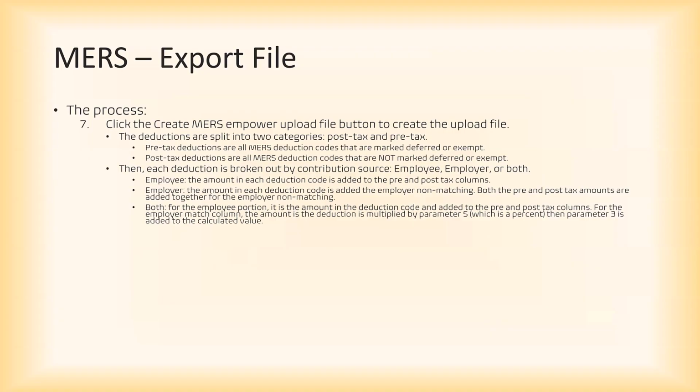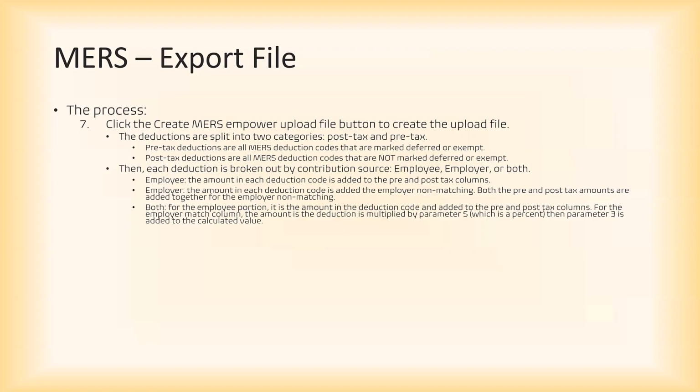Then after we have our post-tax and pre-tax deductions, each deduction is broken out by contribution source: employee, employer, or both. So for employee, the amount in each deduction code is added to the pre and post-tax columns. Again, we've already broken out by pre and post-tax. Then we have separate pre and post-tax columns in most of the file formats, and if it's an employee contribution source, it's just the straight amount for the deduction code.